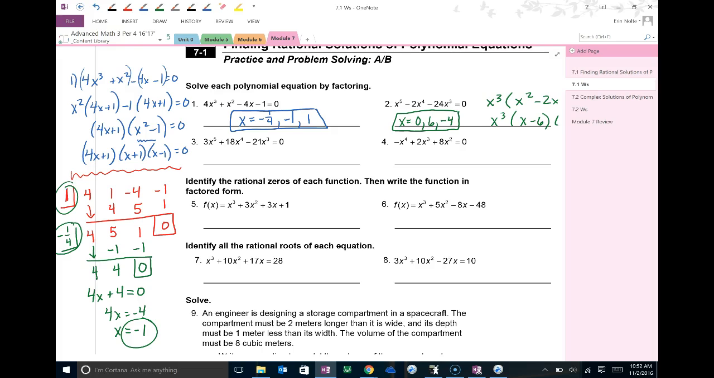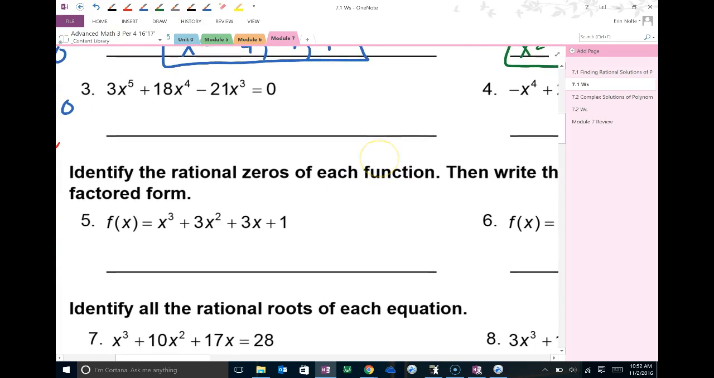For number 3? Okay, so we're going to do greatest common factor for number 3. So what is the greatest common factor for number 3? 3x cubed. Okay, if I pull out 3x cubed, what's left over? x squared plus 6x minus 7.